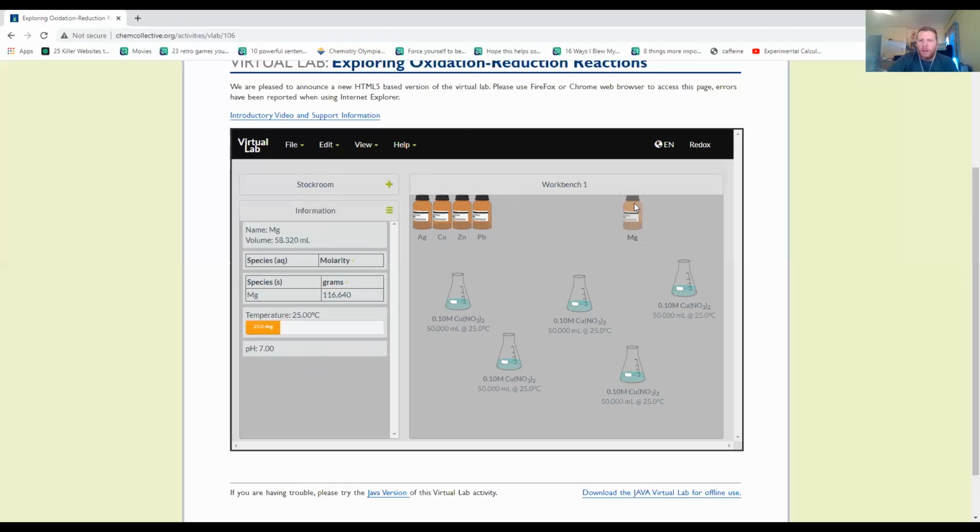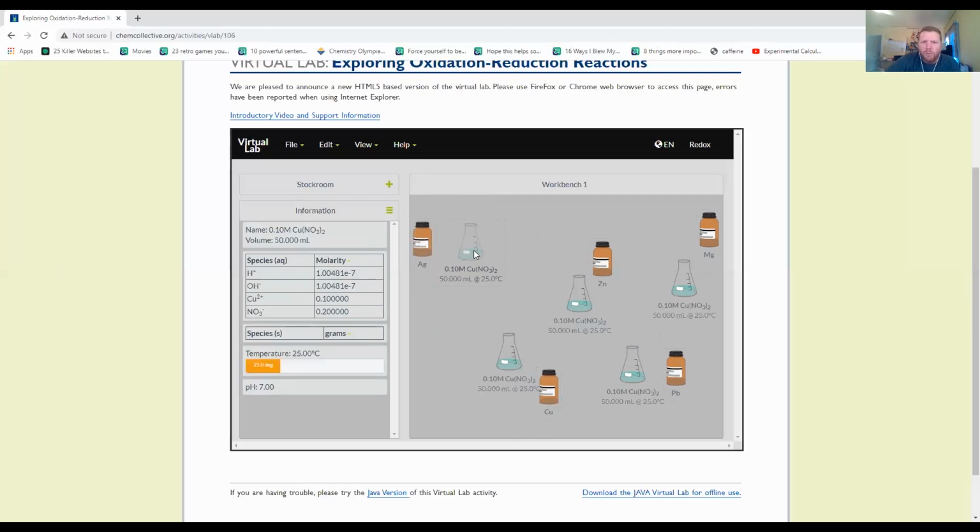What I'm going to do to keep my lab bench a little bit organized is move each of my metals over by one of the Erlenmeyer flasks. Now my workbench is going to be a little bit crowded, so I want to do my best to keep it somewhat organized. But the first thing I'm going to do is move my copper nitrate next to my silver solution.